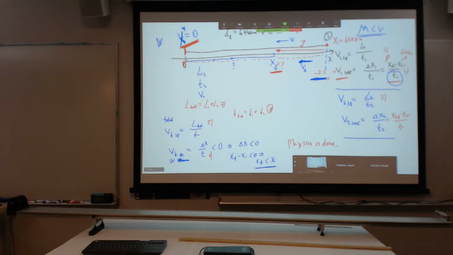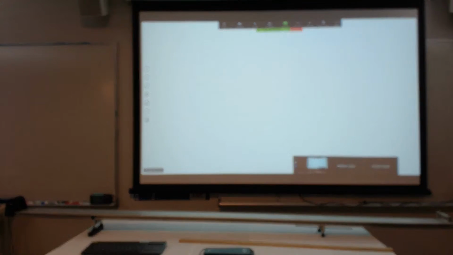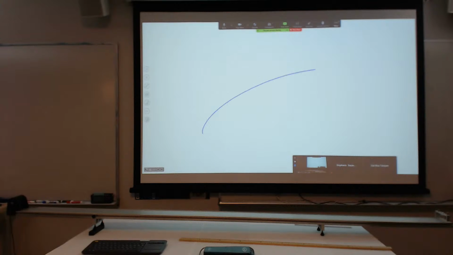Every part of the trip has initial and final locations. You can move like this. If you start here, this is your initial location. If you end here, this is your final location. If you start here, this is your initial location.